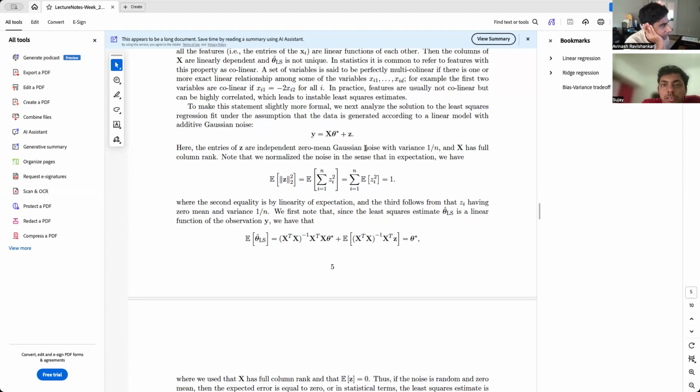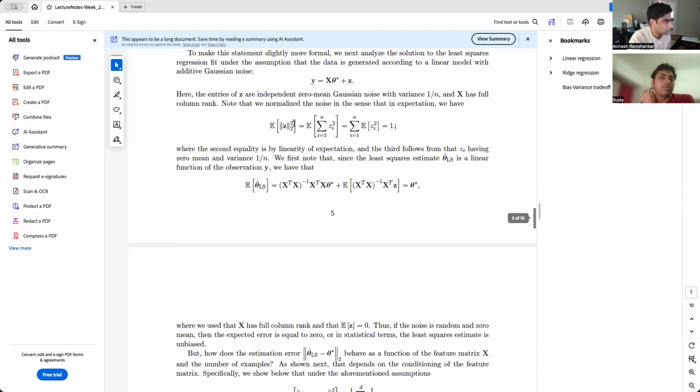Just to contrast this, ridge regression is actually biased. There the expectation of theta hat is not theta star, because of the penalty term. So you are trying to improve the stability of the method by compromising on the bias of it. Okay. So that's like the trade-off.